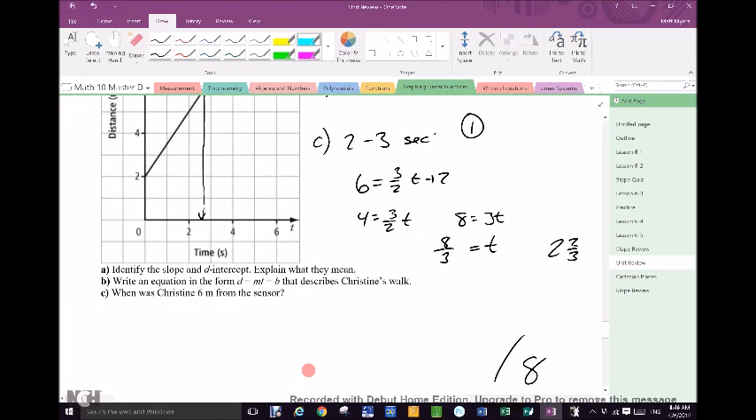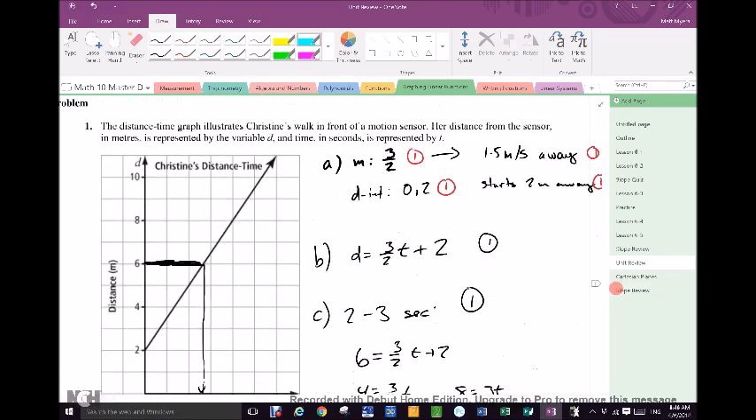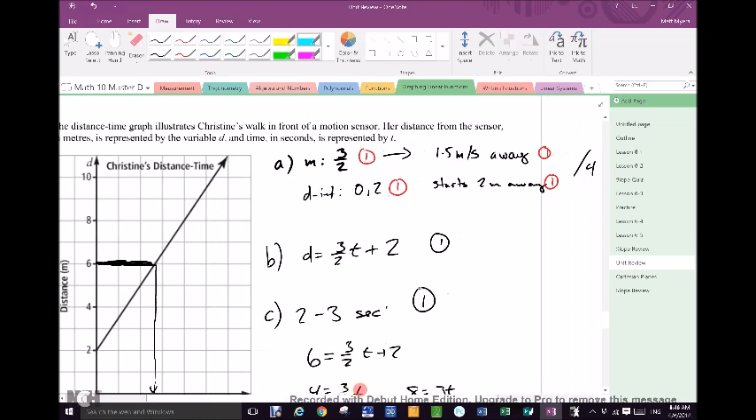So, 1, identify the slope and the d-intercept and explain what they mean. You get 1 mark for the slope. You get 1 mark for the d-intercept. You get 1 mark for the explanation. The slope means she is moving at 1.5 meters per second away from the camera. You must have something to explain that she is moving away. And you get 1 mark for the fact that she starts 2 meters away from the camera. All of that is worth 4.